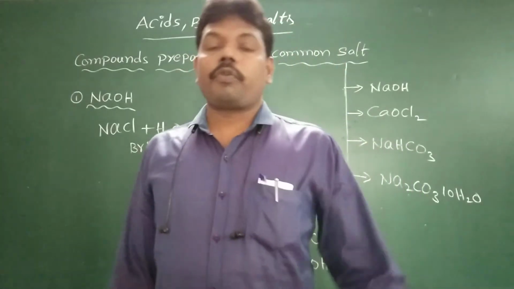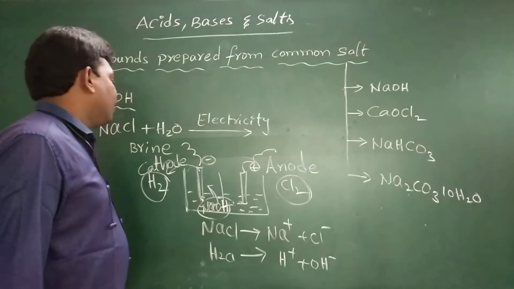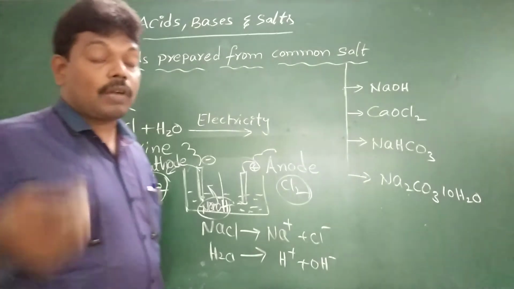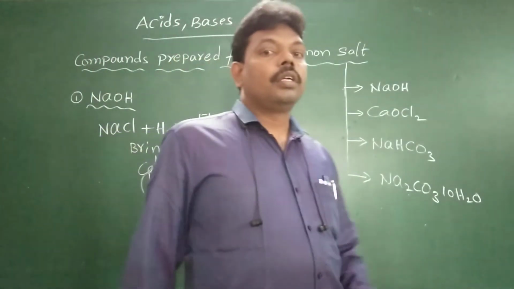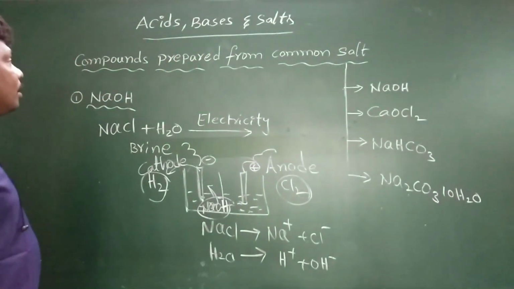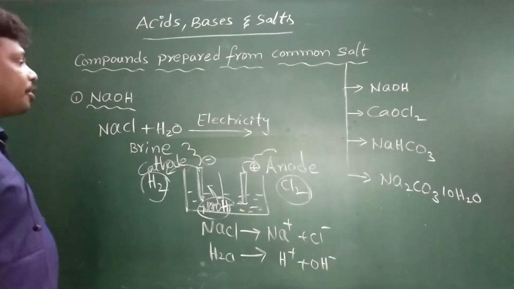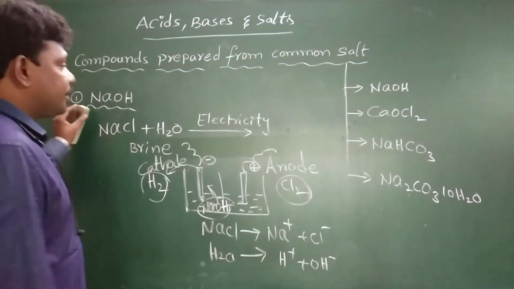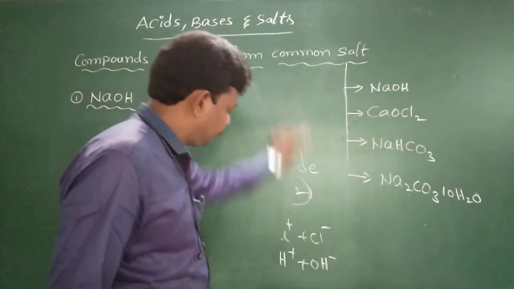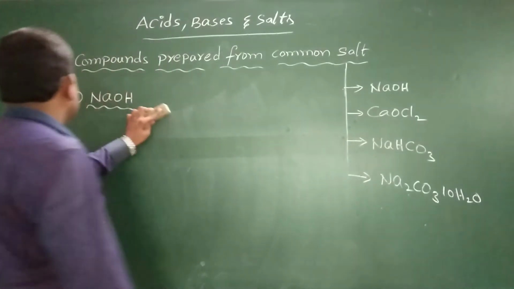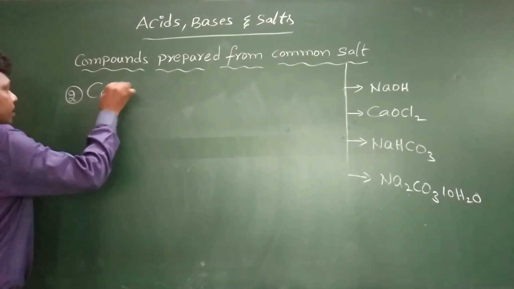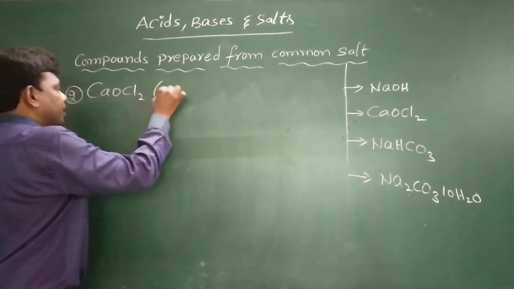After that, we have to study the uses of hydrogen, NaOH and chlorine gas. I will teach the uses all at a time in one video. So now I am going to the preparation of the next compound, calcium oxychloride or bleaching powder. Bleaching powder formula: CaOCl2. Bleaching powder.